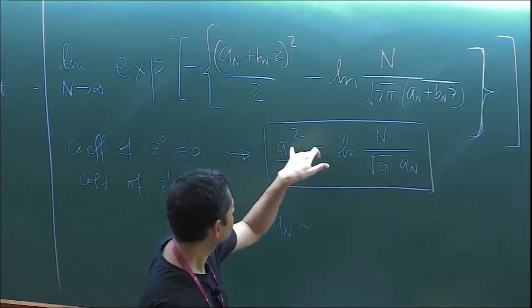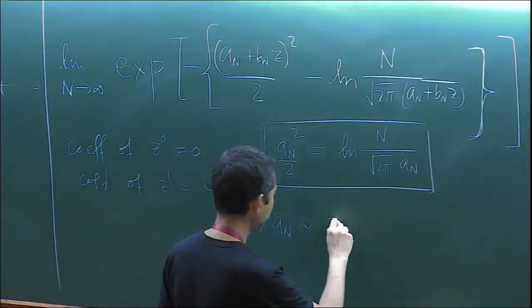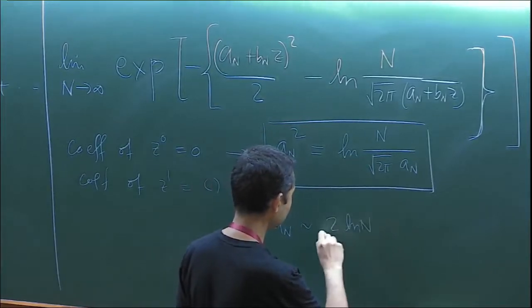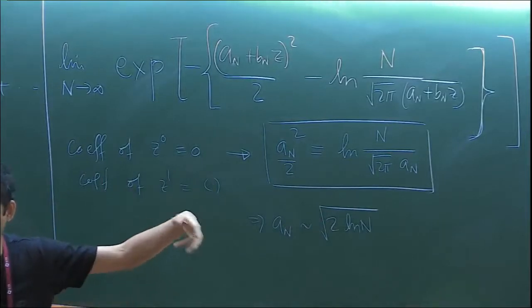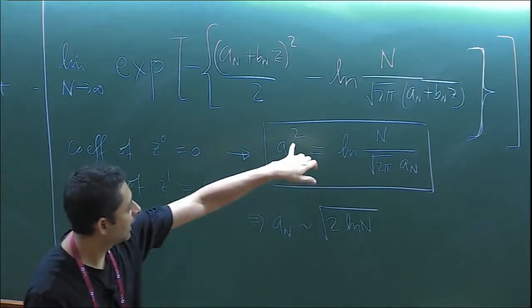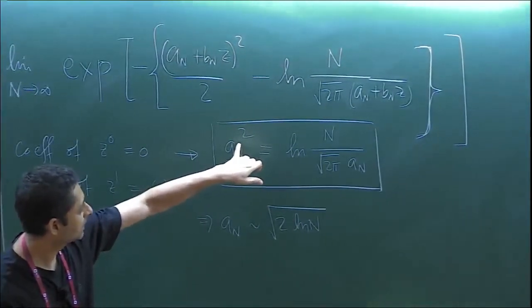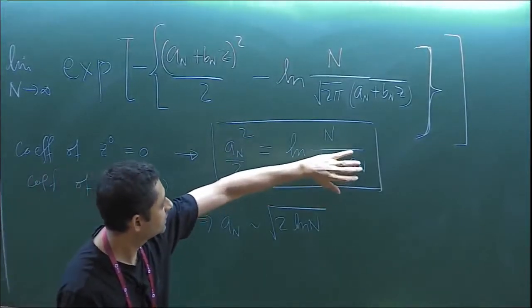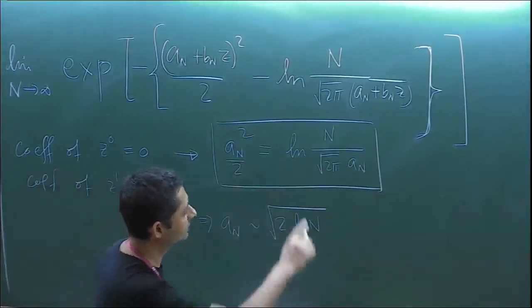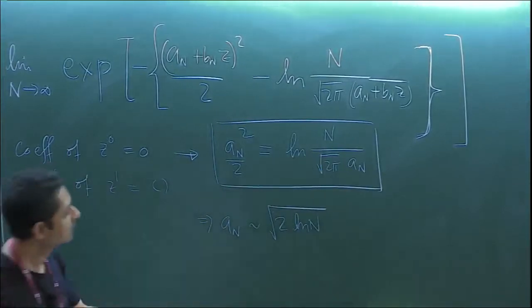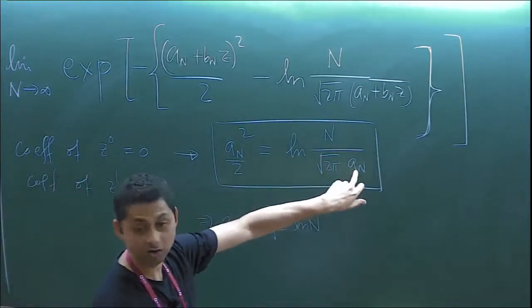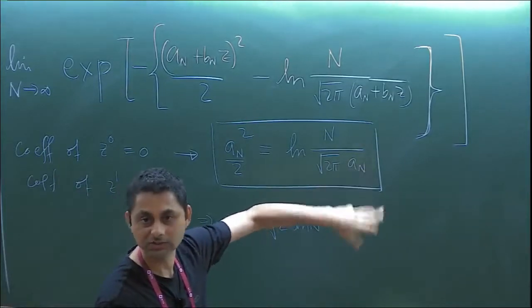See, an goes like 2 log n. Is it clear? See, an is large, okay? So this is the leading term. This one you can just write by expanding the log. This is a leading term, and then there will be subleading terms, because this is like log n now. Right? So these are the subleading terms.